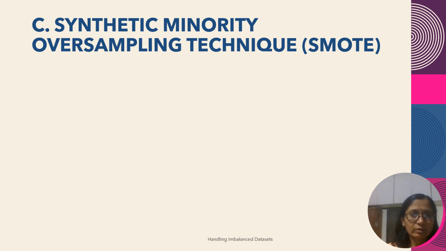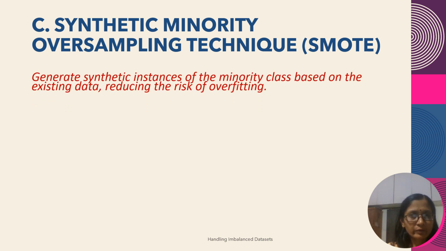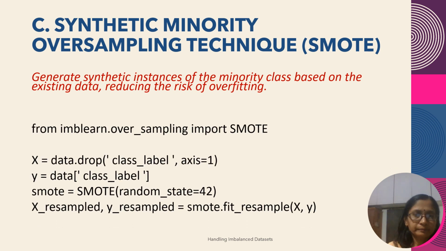SMOTE is synthetic minority oversampling. What we are doing in that is generating synthetic instances of the minority class. So it's like oversampling only, but we are not creating duplicate records. Instead of that, what we are going to do is create synthetic records based on the existing data, and we can reduce the risk of overfitting. So that also you can do using the Python functions.